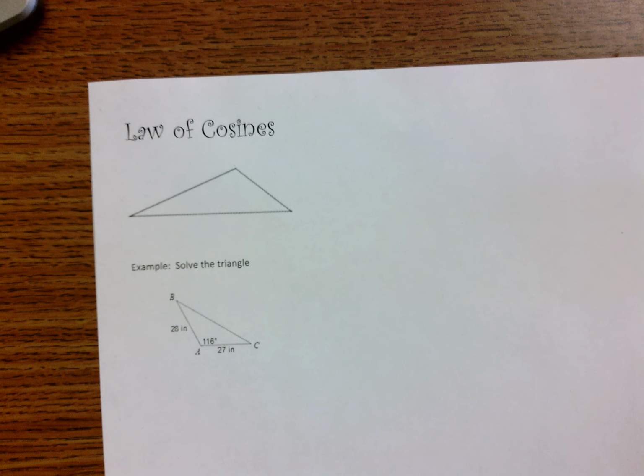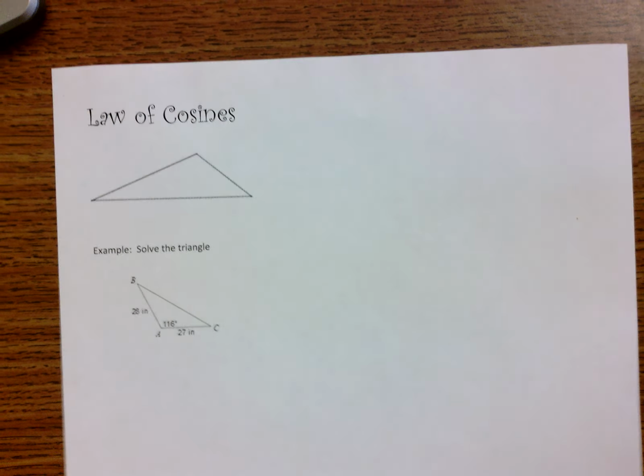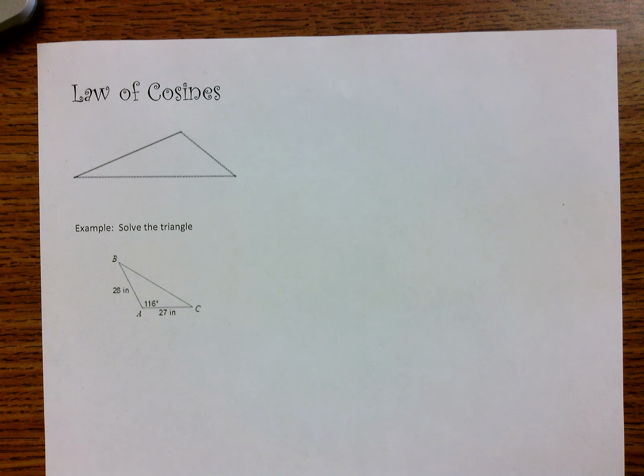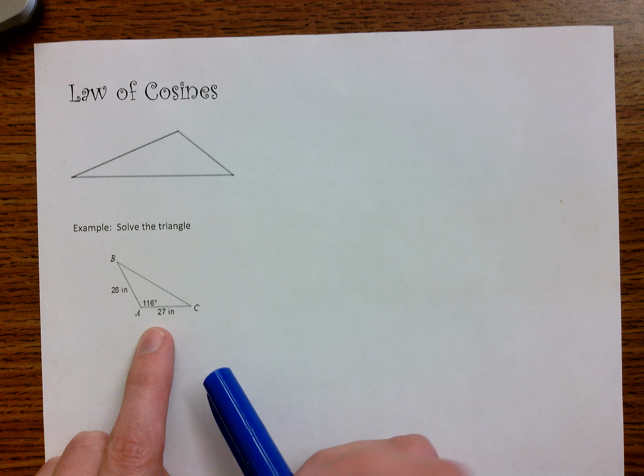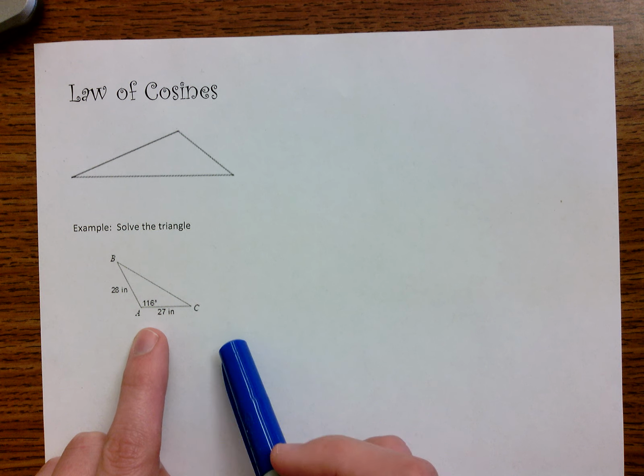So the next thing that we're going to look at is the law of cosines. Okay, so we've talked about the law of sines, and you use law of sines anytime you have an opposite pair. If we look at this example right here that we're going to do in a minute, you're going to notice that we don't have an opposite pair, right?